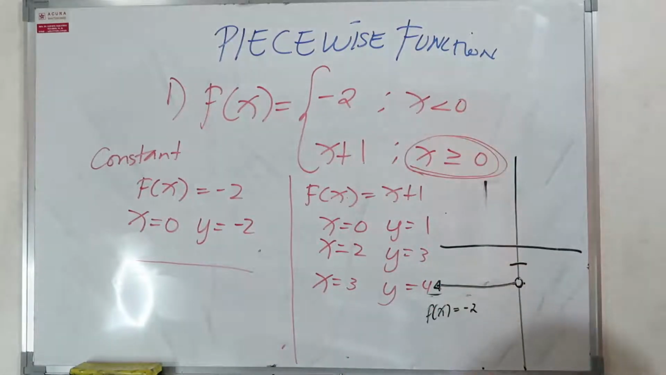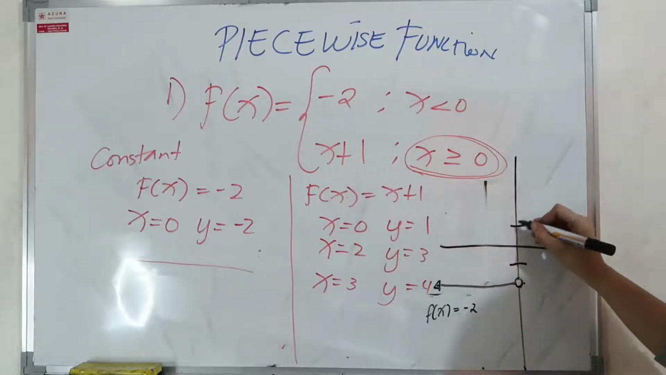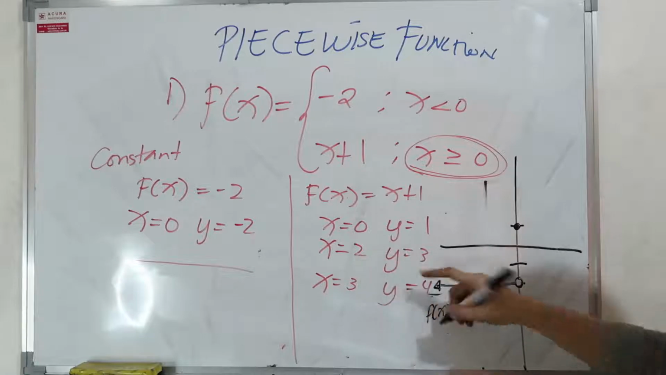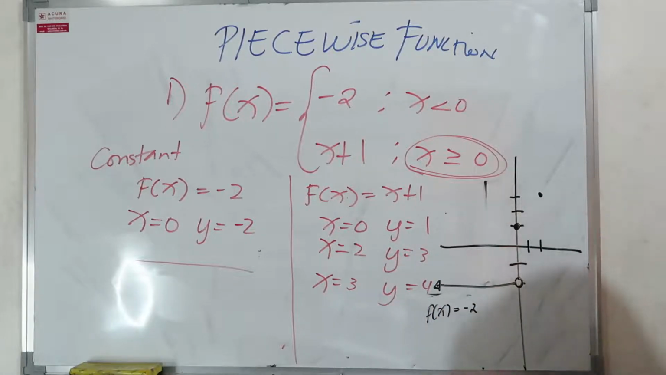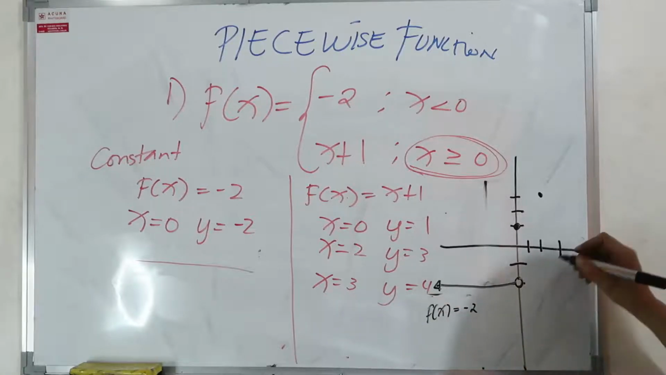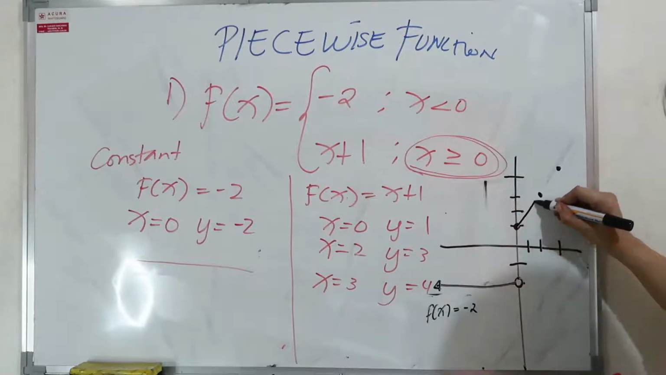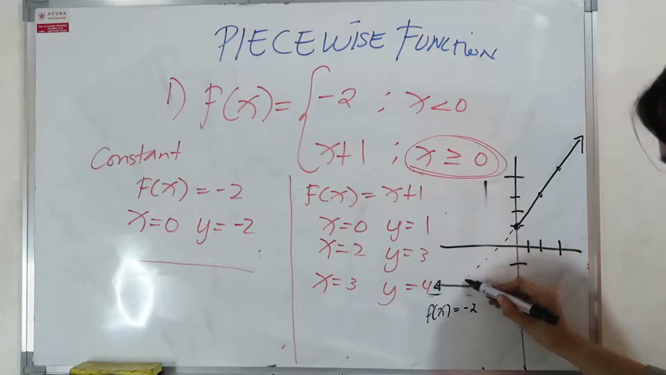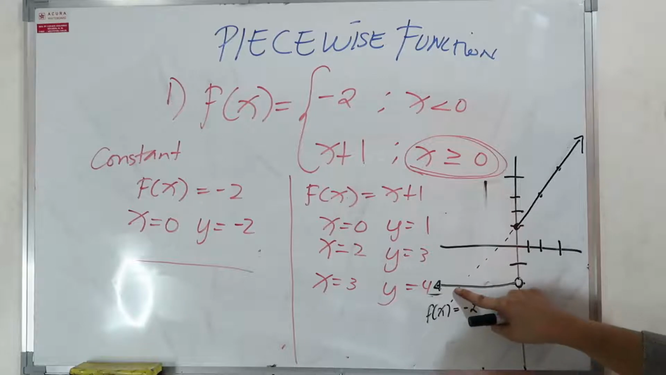Now next, x plus 1. So you need to plot it. So we have 0, 1. Okay? It should be a shaded circle since there's an equality. Okay? 0, 1. Next, 2, 3. So 1, 2, 3. Okay? 3, 4. So 1, 2, 3, 4. Okay? So you need to connect it going there. We cannot extend it. Hindi pwedeng extend pababa. Why is it? We cannot extend it down. Why? Because, ano ba sabi ng condition?